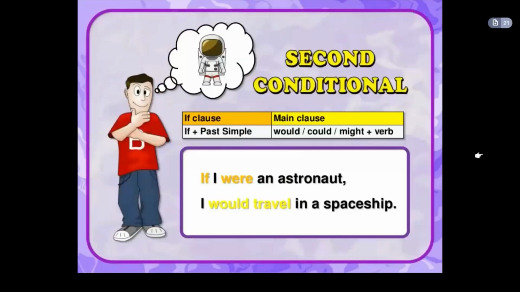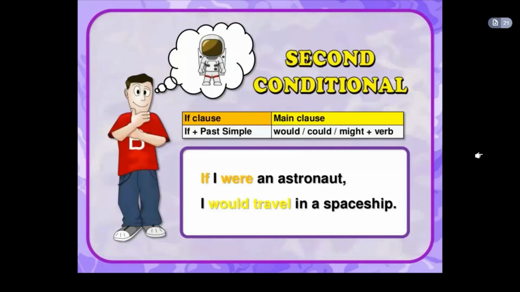The second conditional. The second conditional uses the past simple after if, and then would and the infinitive. So, if clause: if plus past simple; main clause: would, could, might plus infinitive. We can use were instead of was with I and he, she, it. This is mostly done in formal writing.